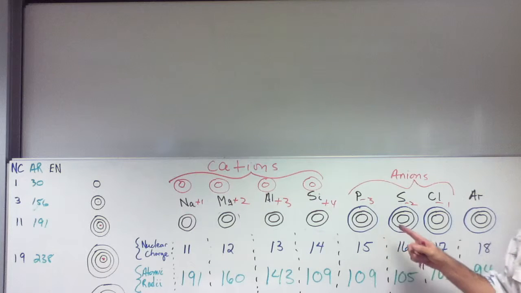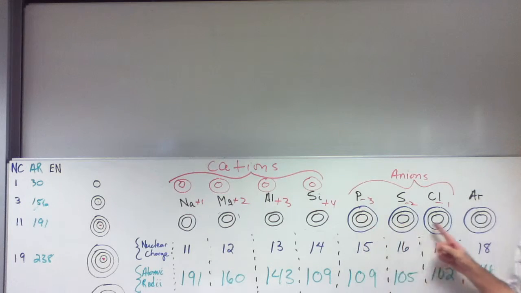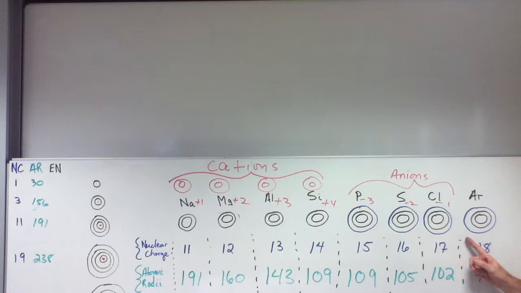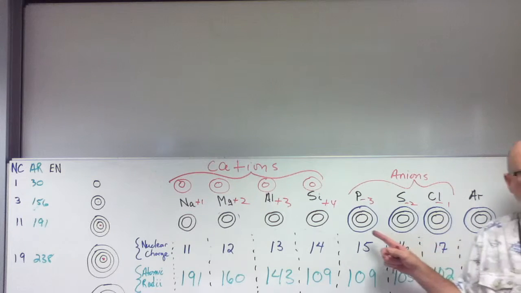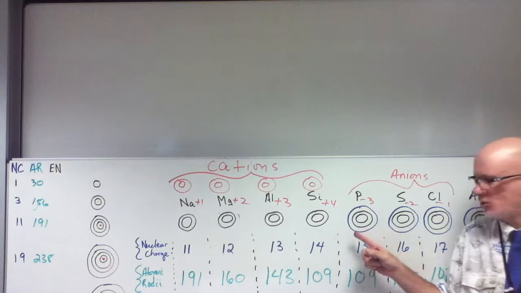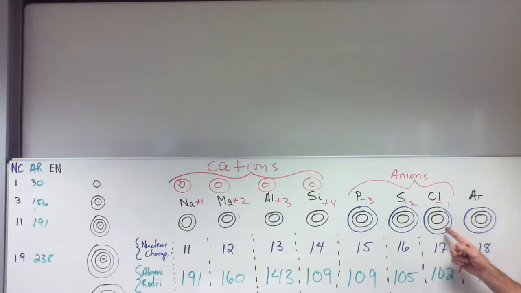Remember, same. How many electrons does each ion have here? They all have 18, right? Because they all want to be like argon. They all have 18 electrons. What's the only difference between phosphorus, sulfur, and chlorine? The number of protons, right? And neutrons too, but we don't care about the neutrons because they're neutral.